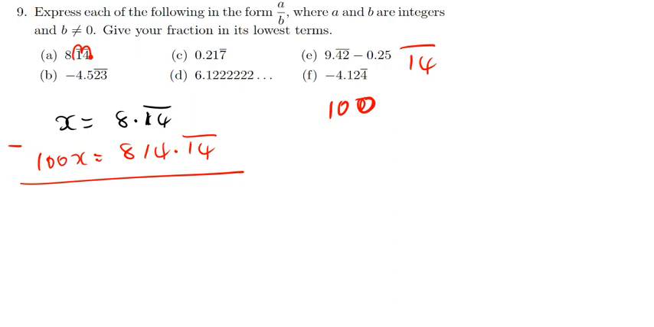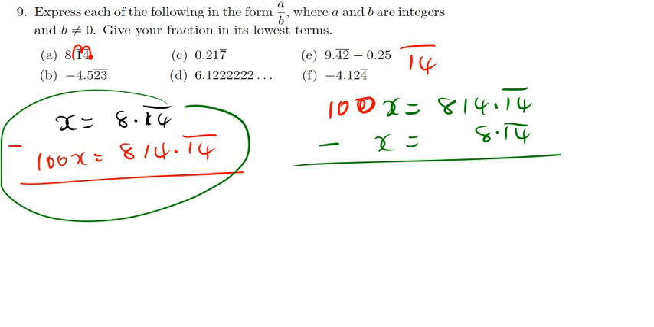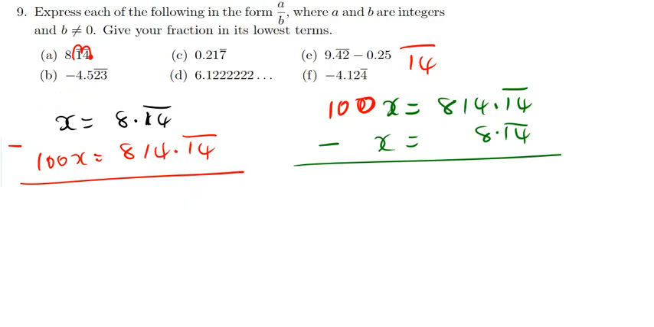So it will be 100x is equal to 814.14 bar. Then this is going to be x is equal to 8.14 bar. Now you do minus. If you want, you can do it directly from here, it's okay. But to avoid confusion and mistakes, put the bigger number on top, the small number down. So 100x minus x is 99x, right?